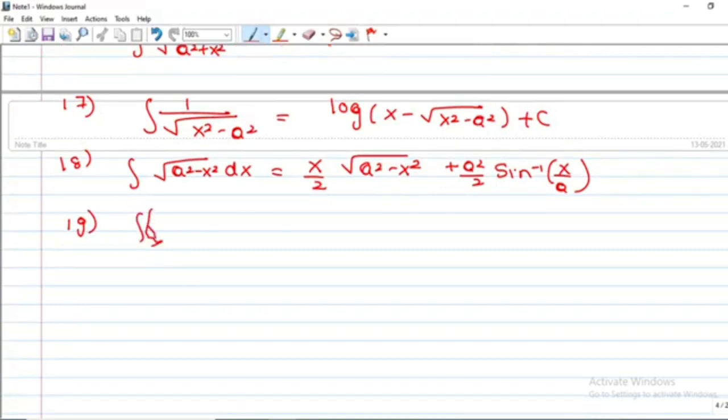So the next one is, okay, let me take the eraser suddenly. Okay, let me take the eraser.